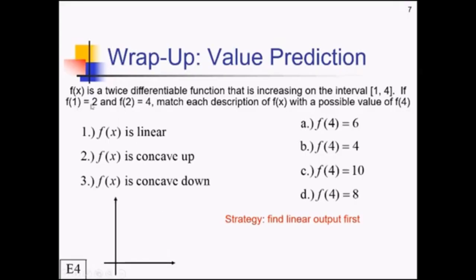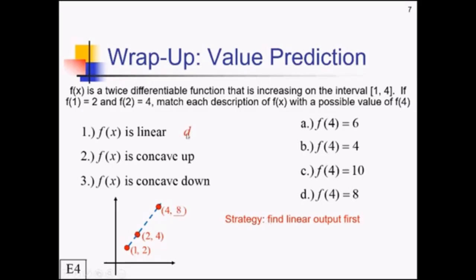So I've got the point 1, 2, somewhere around here, and then 2, 4 is a little bit to the right and up. And then if I'm looking for a linear output, if I extend a line through these points, I'm asking basically what is the output when x equals 4. If I'm going over 1 and up 2, over 1, up 2, over 1, up 2, this is going to have to be up 4 from the last point here. So this would be an 8. And that would be option D. So the line's pretty easy to find.